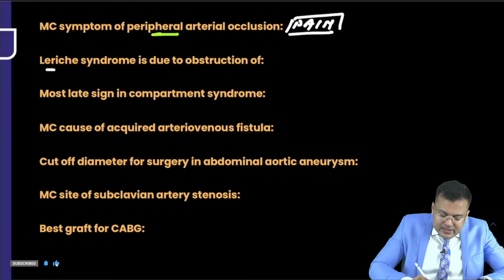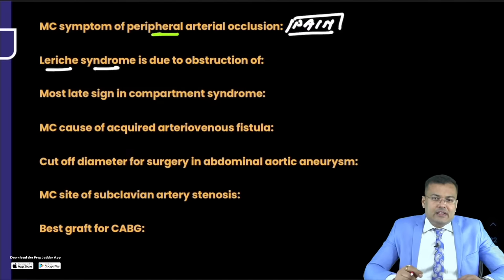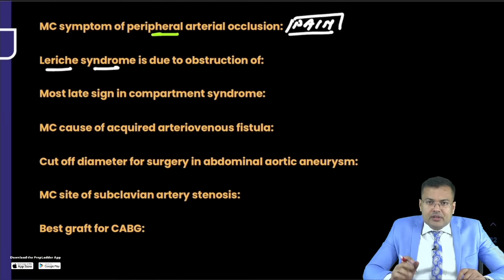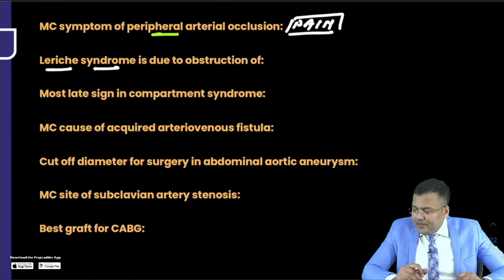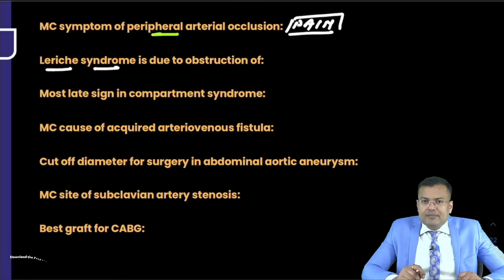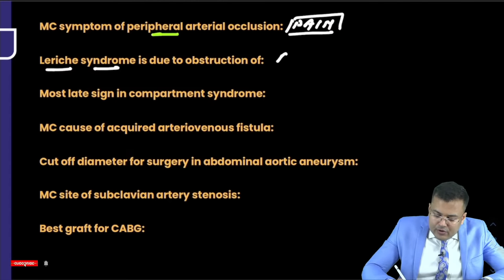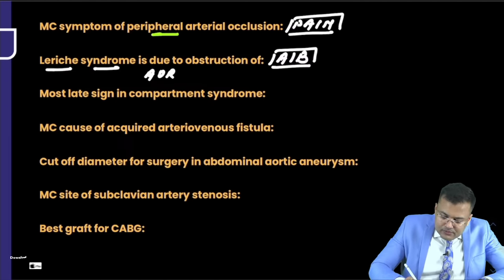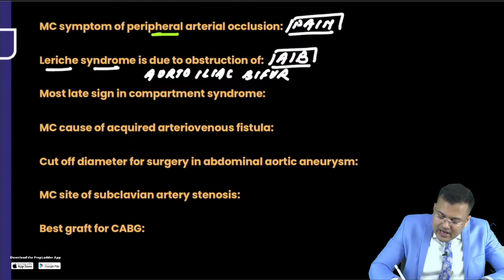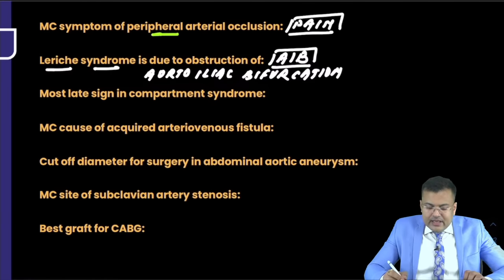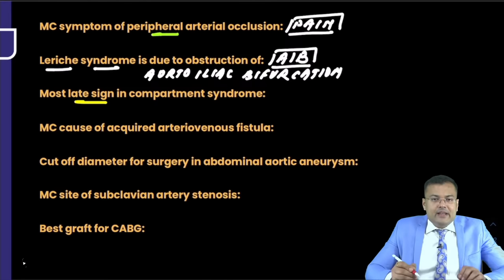Next question, Leriche syndrome, in which there is erectile dysfunction. It is obstruction of which particular part of aorta? Where is the obstruction? Aortoiliac bifurcation. Very good. Leriche syndrome is obstruction of the aortoiliac bifurcation, AIB. Next question, guys, tell me, this was asked in a latest exam, most common late sign in compartment syndrome.